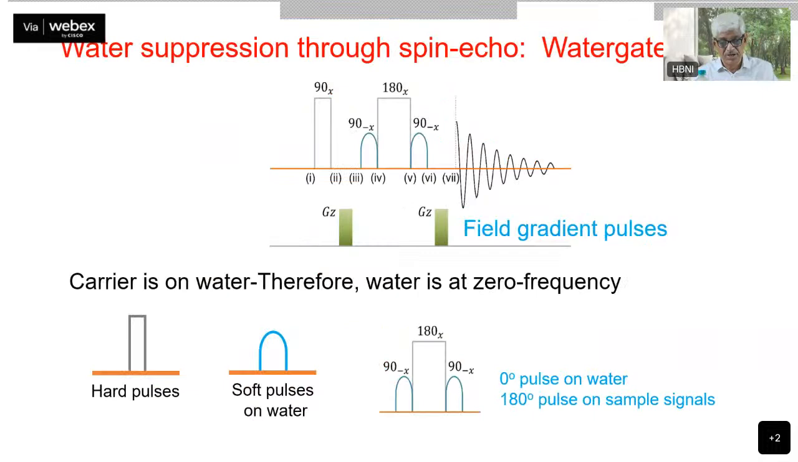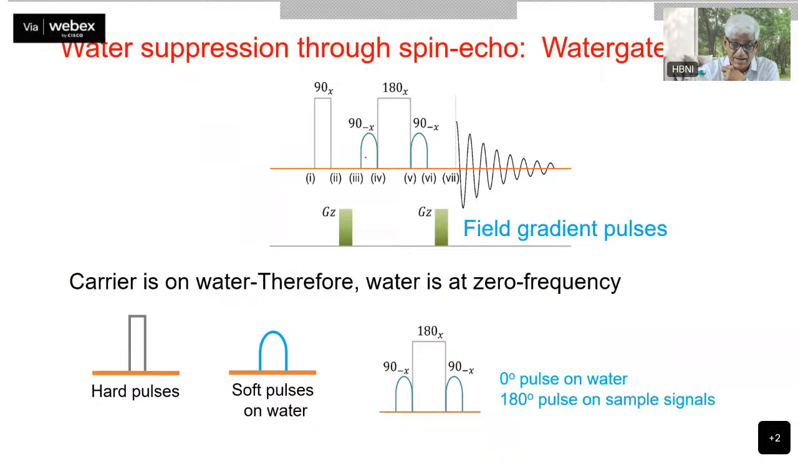I will show you a particular example which you must already have discussed in the water suppression, a pulse sequence called Watergate, water suppression through spin echo. Here also it uses the gradients. How does this work? The pulse sequence is simply this. You have a 90x pulse, then a 90 minus x, and these bell-shaped ones are the selective pulses. They are applied only on the water. The hard pulses are the square rectangles.